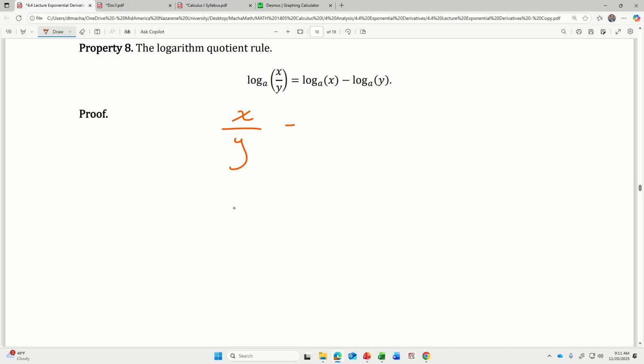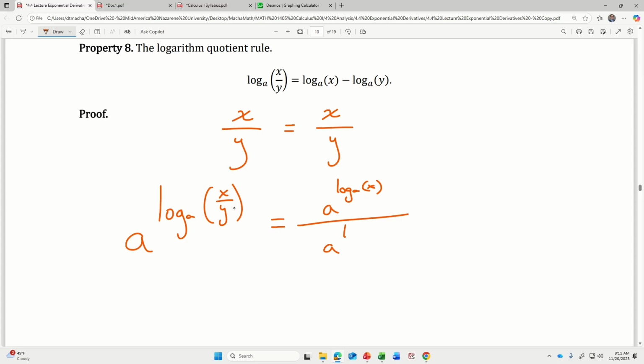We're going to agree that x divided by y is equal to x divided by y. On the left side, I'm going to take a raised to the power of logarithm base a of x over y. On the right side, I'm going to take a raised to the power logarithm base a of x divided by a raised to the power logarithm base a of y.